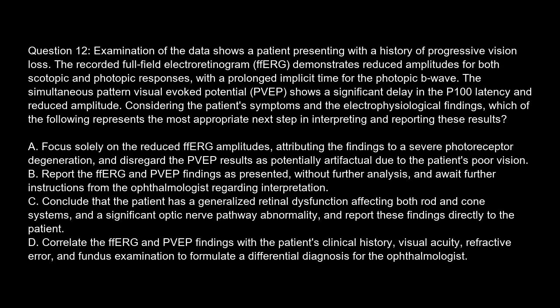Option C. Conclude that the patient has a generalized retinal dysfunction affecting both rod and cone systems and a significant optic nerve pathway abnormality, and report these findings directly to the patient. Option D. Correlate the FF-ERG and PVEP findings with the patient's clinical history, visual acuity, refractive error, and fundus examination to formulate a differential diagnosis for the ophthalmologist.